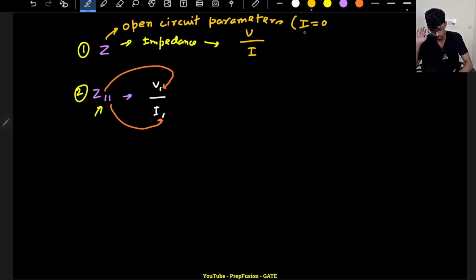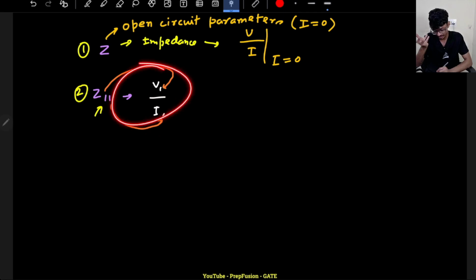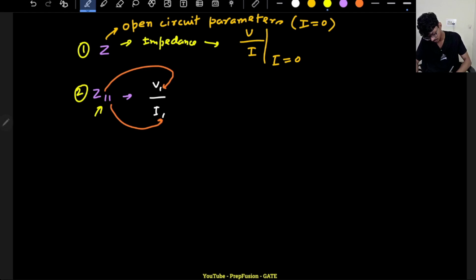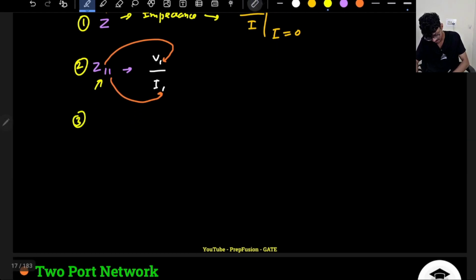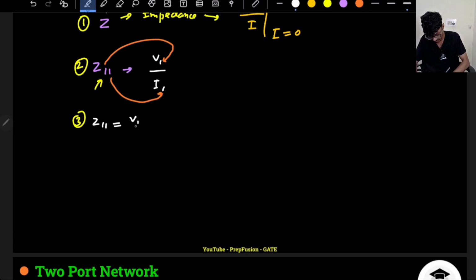We have to make some current 0. So always there will be some condition, some current will be 0. Now I know Z11 is the ratio of V1 by I1. Can you make I1 0? If I make I1 0, will I be able to find this Z11 value? No, it will go towards infinity. So of course I cannot make I1 0. So what kind of current is left? Only one current is left, that is I2. In the third step, you remember that I1 is already there in the denominator, so I cannot make I1 0. Z11 will be equal to V1 by I1, and I will make I2 equal to 0.